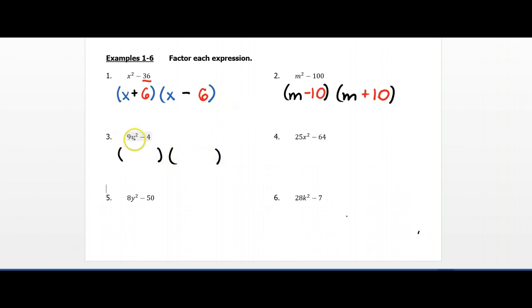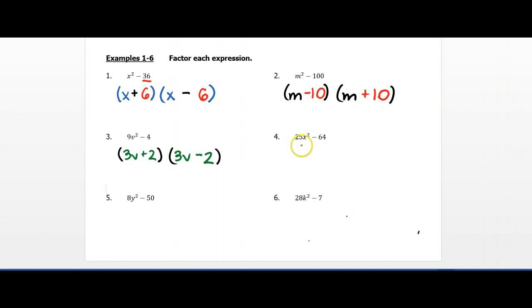The square root of 9v squared would be 3v. Okay, 3 times 3 is 9, v times v is v squared. So we'll put a 3v here and here. And then the square root of 4 is 2. So I'm going to have a 3v plus 2 and a 3v minus 2.